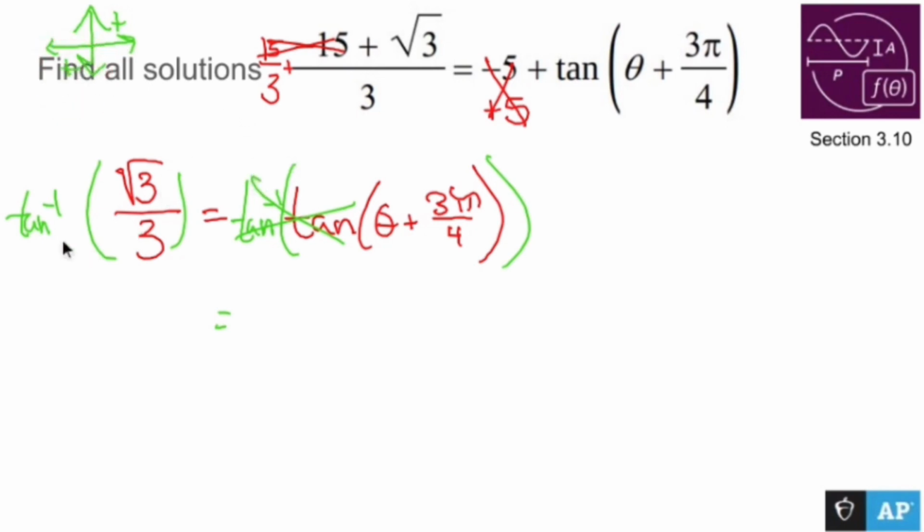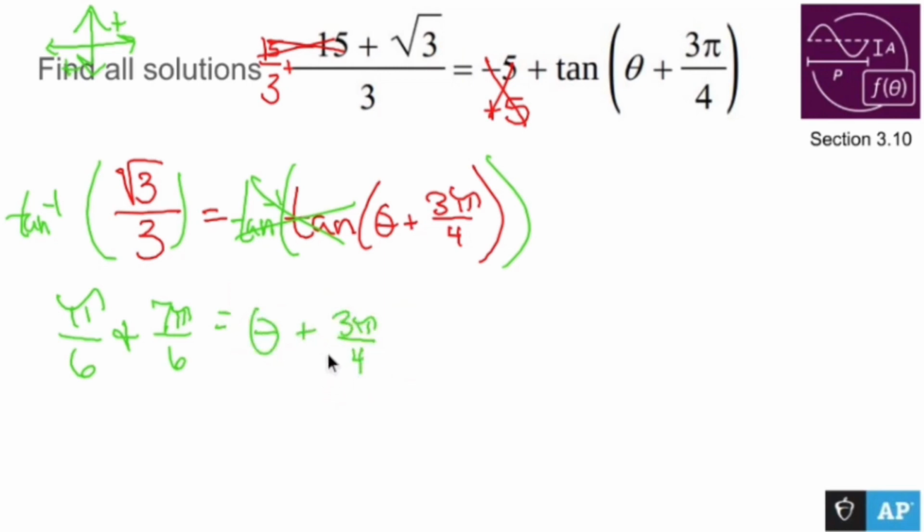Okay, now the inverse tangent of root 3 over 3 in the positive axis is going to be regular pi over 6. But also, and this is my and, not plus, also in the third quadrant, it's going to be 7 pi over 6. And that's going to equal theta plus 3 pi over 4.